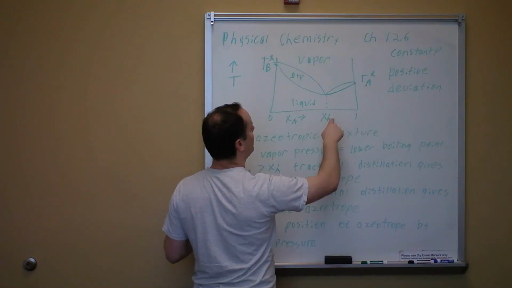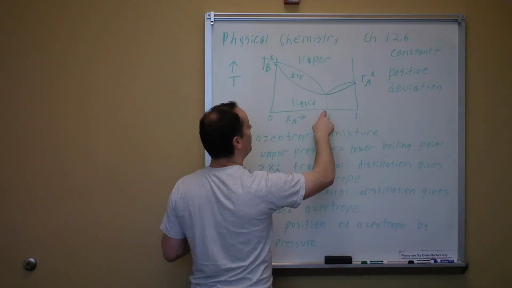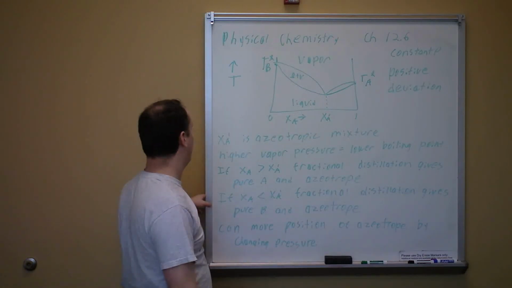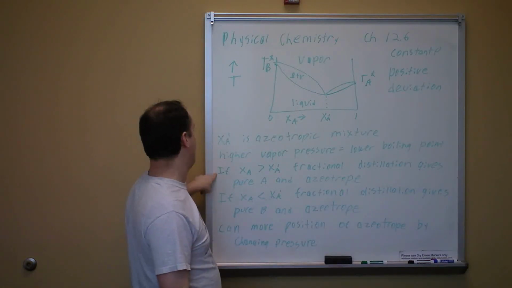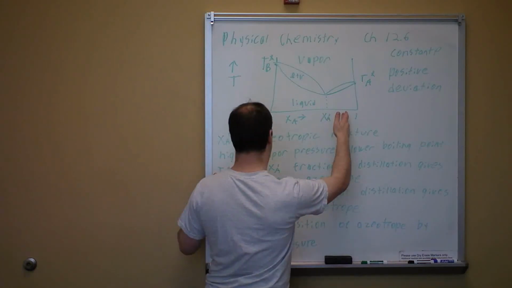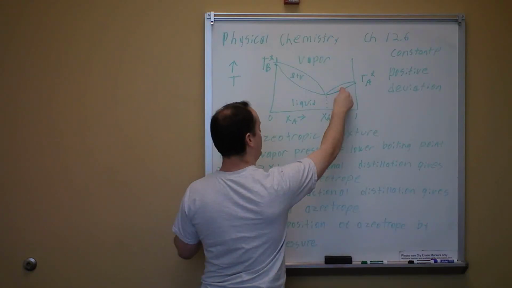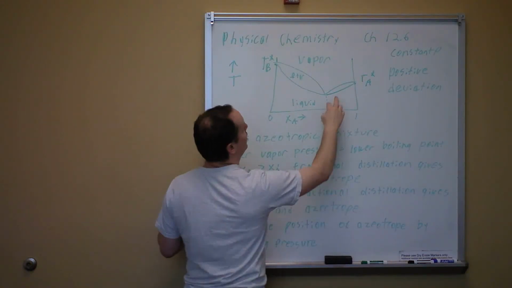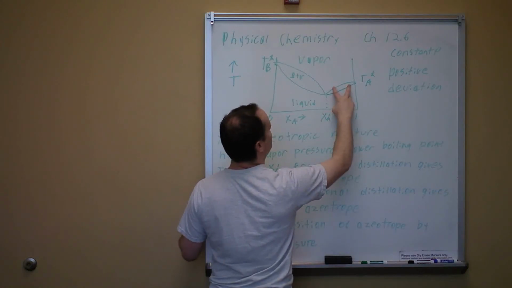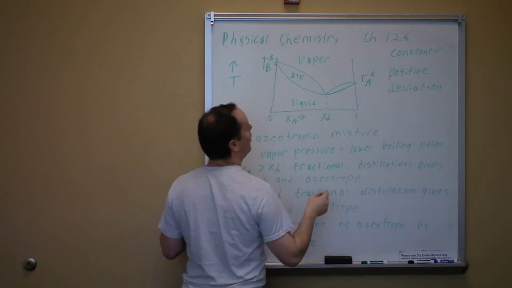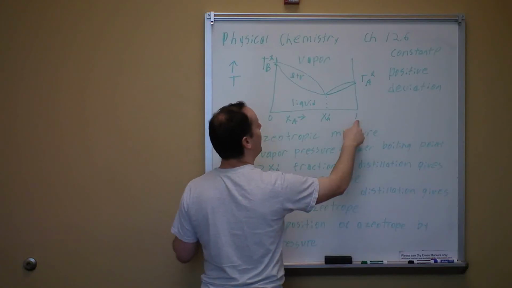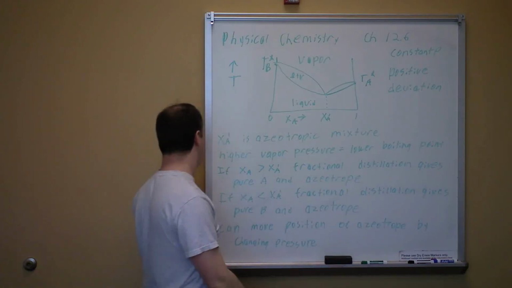Now this mole fraction here, XA prime, that's our azeotropic mixture. If our mole fraction here is greater than XA prime, we're in here and we do fractional distillation. One theoretical plate is going to give you this much, but if you keep distilling, what you're going to end up with is pure A and then your azeotropic mixture.